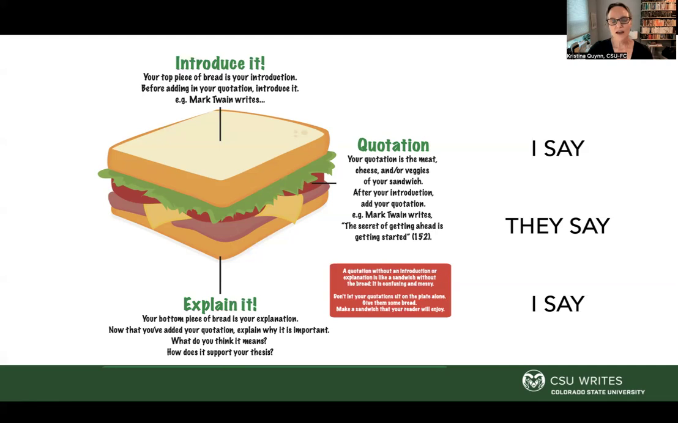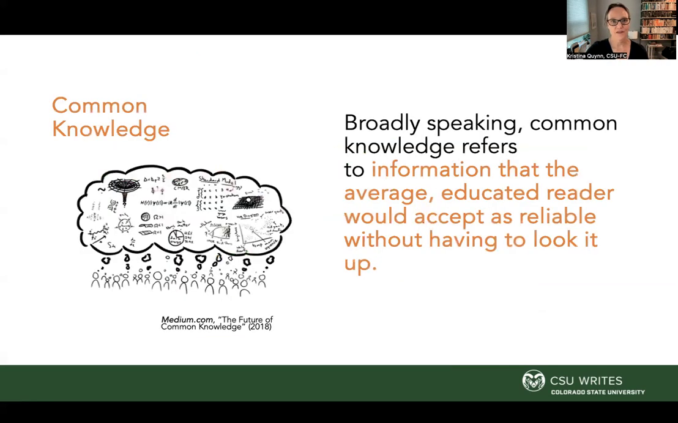When you're working with evidence and integrating it, it's really helpful to add the I say first. I introduce it. This is what they say, and then this is why it's important, and you describe it. A couple things about other evidence that you might be able to use in your writing.